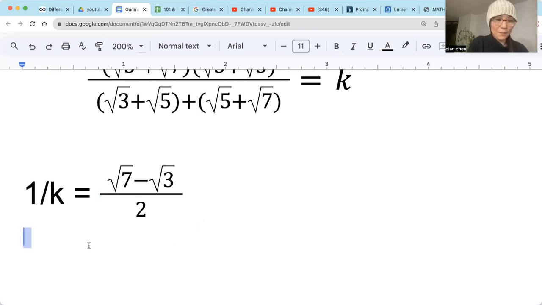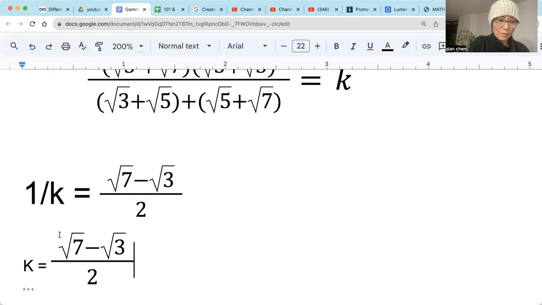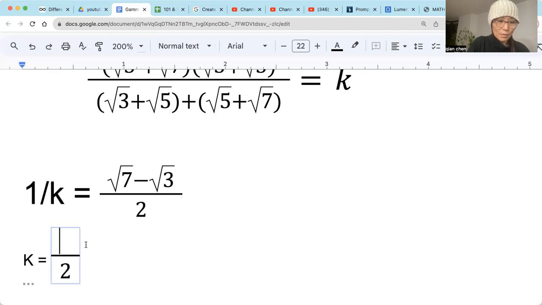Now I can write k. So k equals just the inverse of this. I'm still going to copy and paste. I only want to copy the numerators. Now 2 becomes a numerator. I have to switch this one. So 2 is the numerator, and the denominator, I have square root of 7 minus square root of 3.